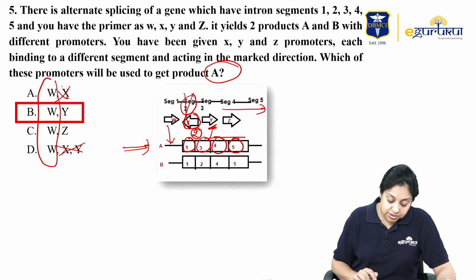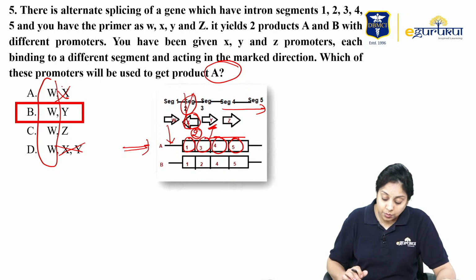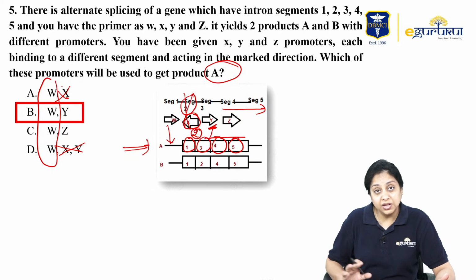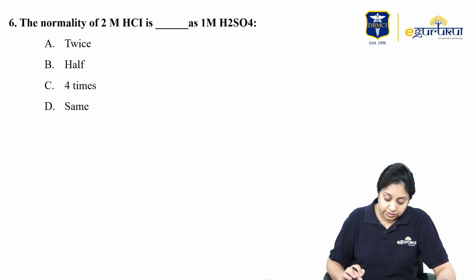So the answer to this is B, that is W and Y, because you don't need 2, so you don't need X. Y can do the work of Z primer, that is a kind of a forward primer. Y can do all of it, it can cover the Z also. We don't need Z also, why use 2 primers?